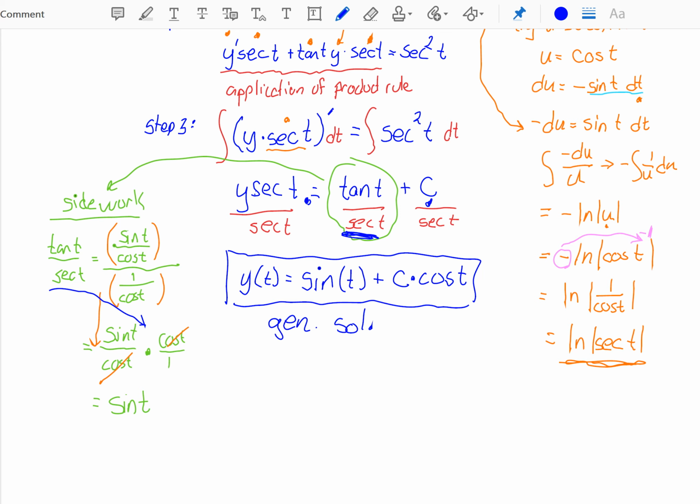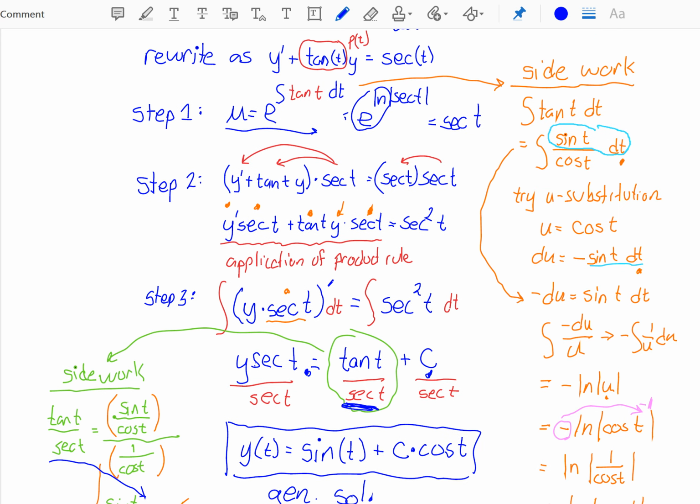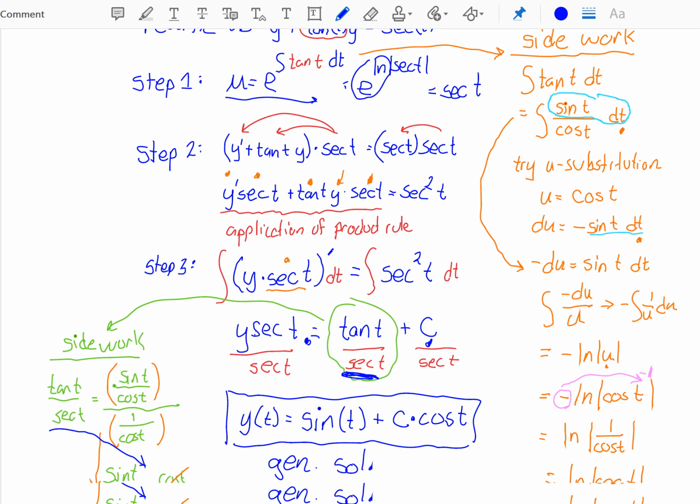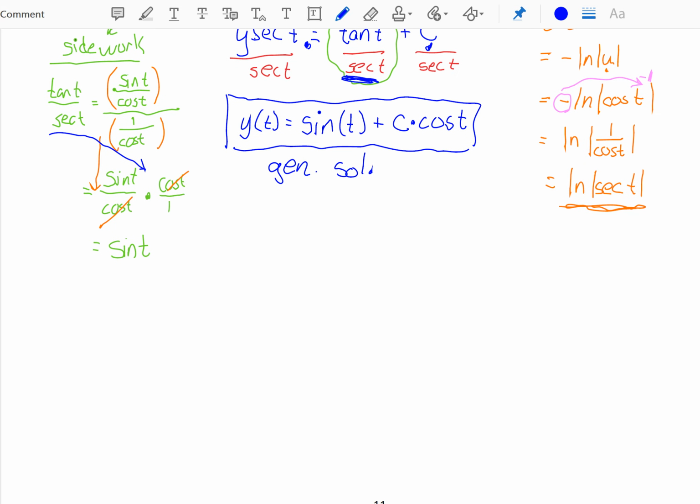Now we're not done though, because remember in this problem we were asked to find the solution to this initial value problem where we wanted y of 0 to equal 2. So now let's find the solution to this initial value problem. So we solve the IVP where y of 0 is 2.